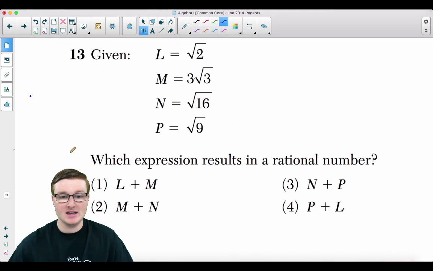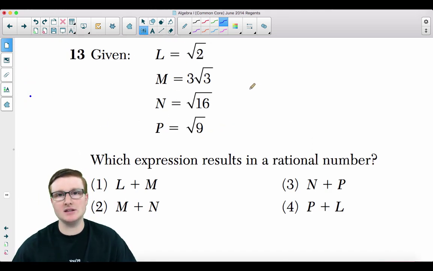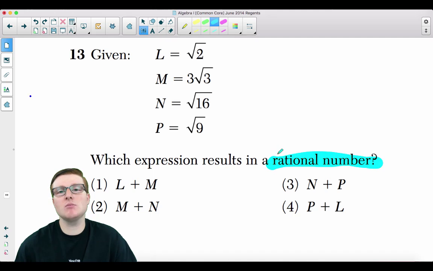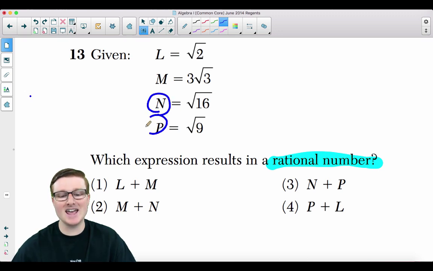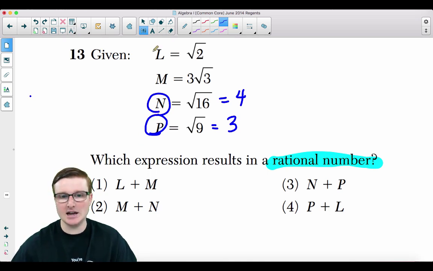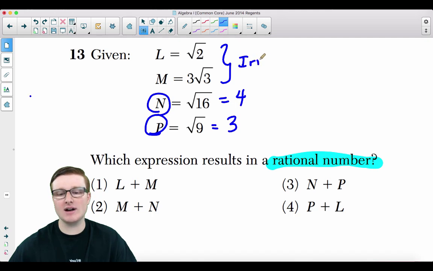All right, question 13. Given all of these letters equaling these numbers, which expression results in a rational number? A rational number can be written as a ratio of two integers. So if I take a look at all of these numbers, the only numbers that are actually rational are n and p, because the square root of 16 is the number 4, and the square root of 9 is 3. So I'm looking for an expression that has the letters n and p in it, and none of these, because these numbers here are irrational numbers.